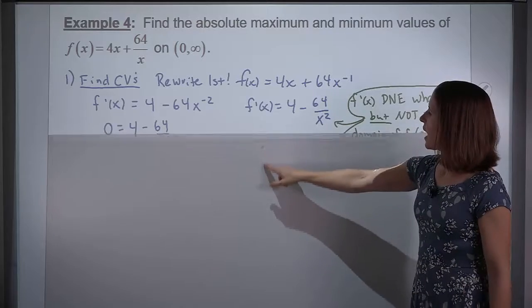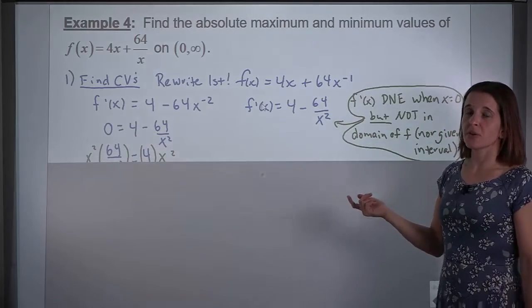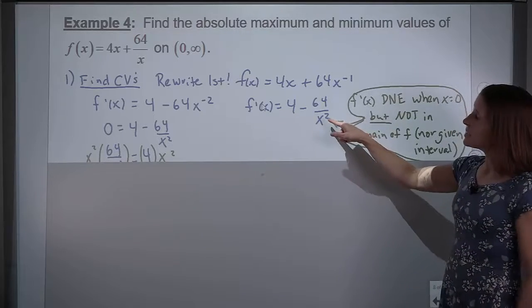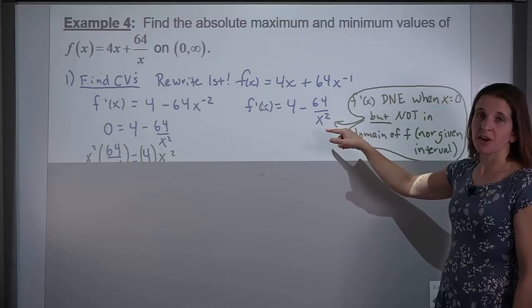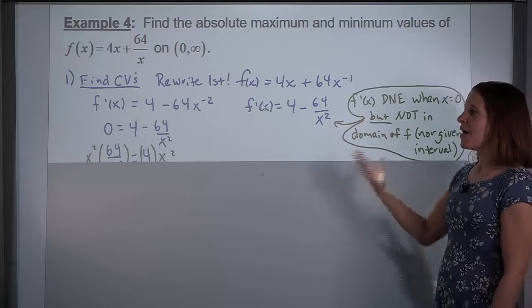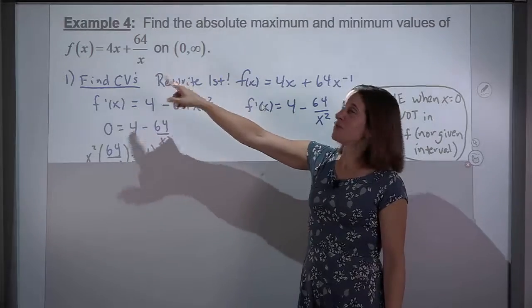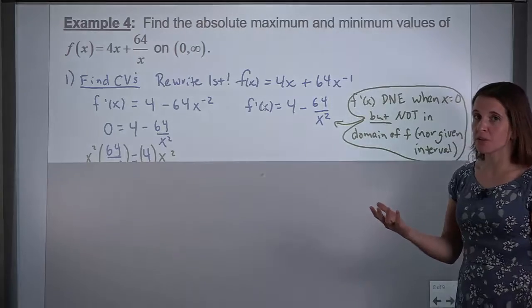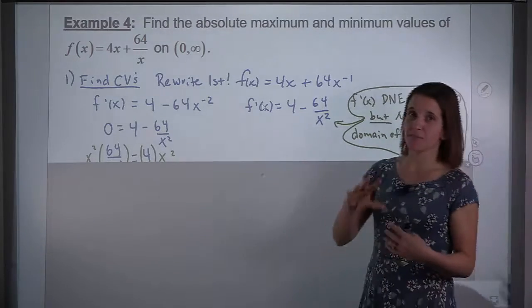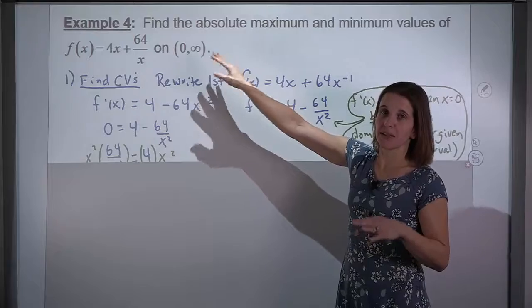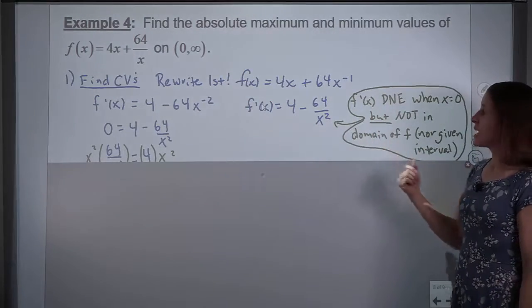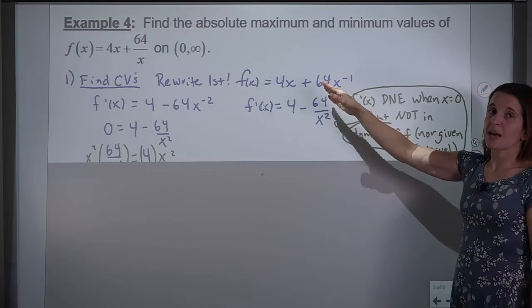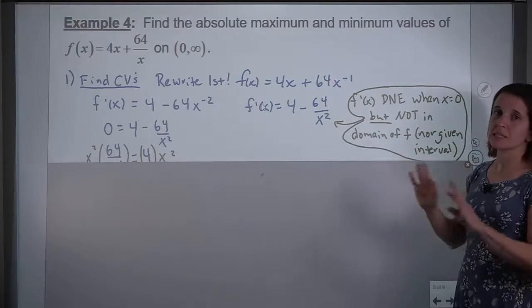And the reason I wanted to do that is because don't forget about those does not exist kind of critical values, right? So notice that if x was 0, we would have division by 0, and so this derivative would not exist. However, it's not in the domain of the original function, and nor is it in the interval we were given. So it might look like you have more than one critical value, which would be bad, because our method only works if we have exactly one critical value in the interval. But we don't, because I can't call that a critical value because it's not in the domain of the function. It's not in the interval I was given. So x equals 0 is not a critical value.